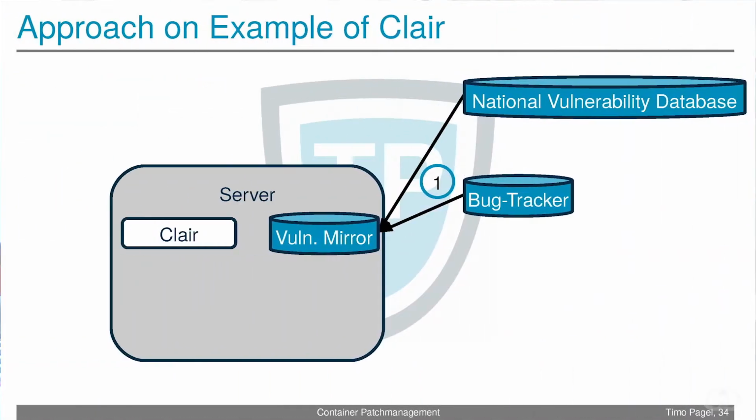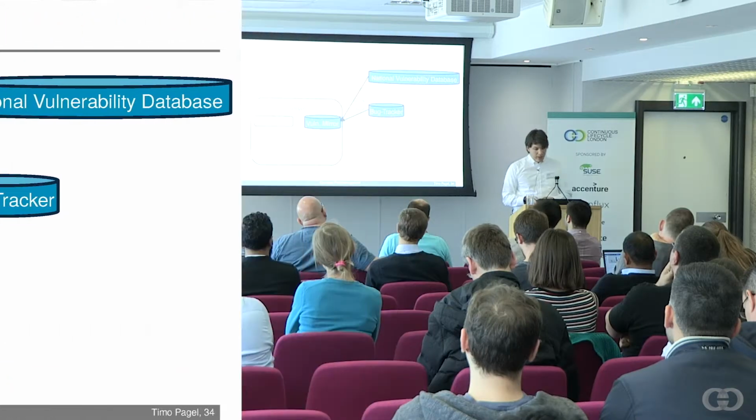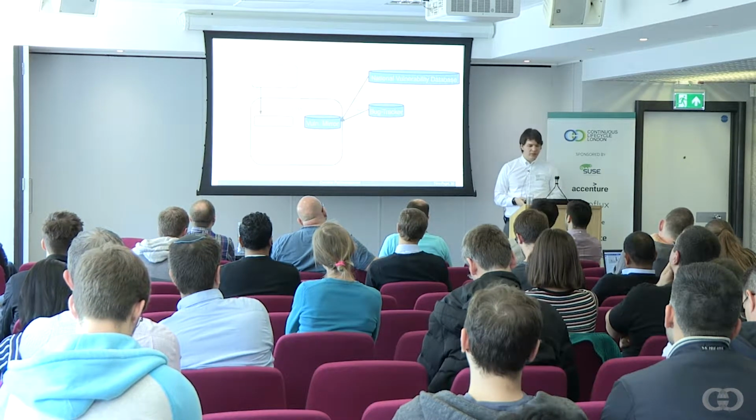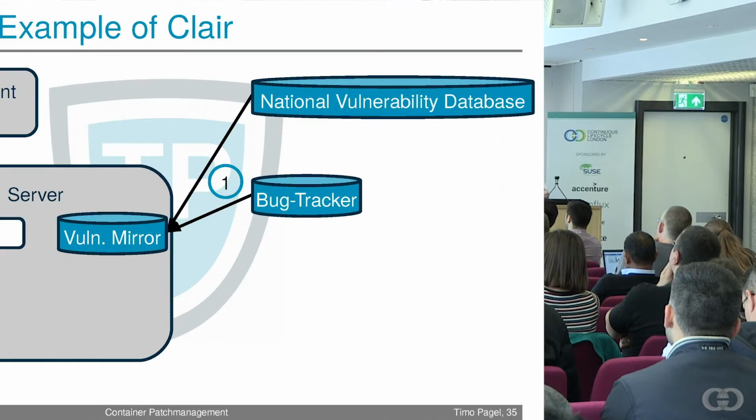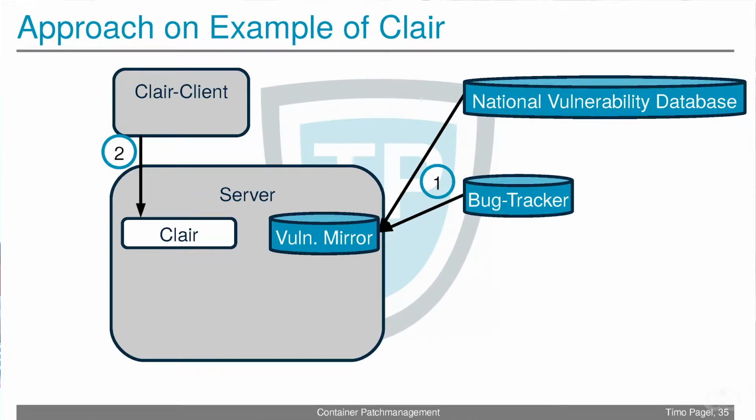I have it here a bit more graphically. This is an example of Clair. You set up a Clair server. That means you have a Clair process running and a vulnerability mirror. And you can define how often it queries these bug trackers and the National Vulnerability Database. Let's say you do it every 4 hours. So you have a replication here in the mirror, or the vulnerability cache. And then you are using a client like Clair-scanner, a client for Clair. And you tell it to scan an image with a specific tag.